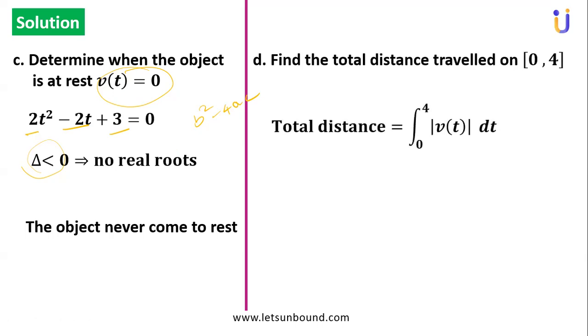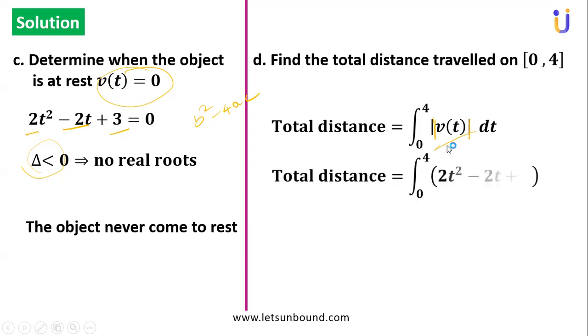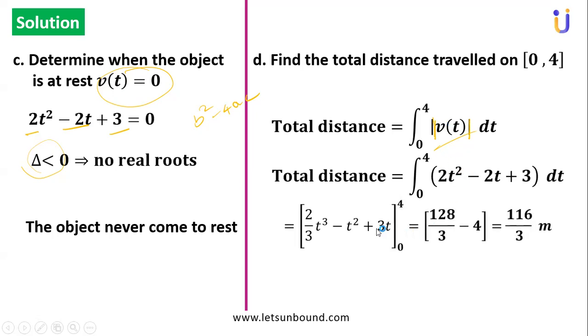So total distance is the integral from 0 to 4 of modulus of v of t. The rate of change of the position. It's not about S of t. The rate of change of S of t means v of t. And total distance is again a positive one, right? So the modulus doesn't affect. So you just integrate using the power rule, plug in the values, and you get 1165 meters. Right? That's simple. That was 8.2.